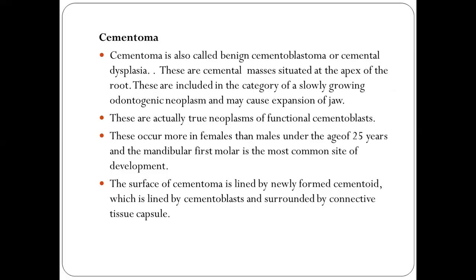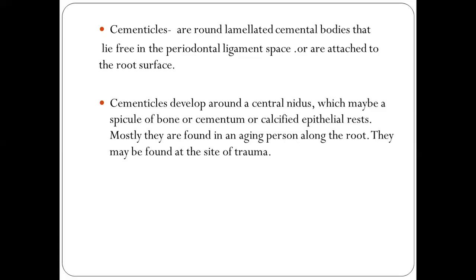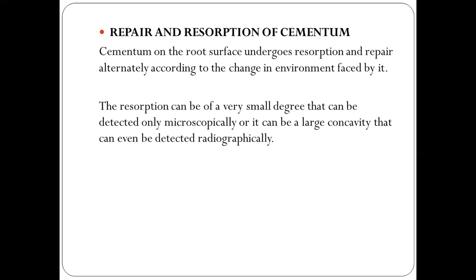The surface of cementoma is lined by newly formed cementoid, which is lined by cementoblasts and surrounded by a connective tissue capsule. Cementicles are round laminated cemental bodies that lie free in the periodontal ligament space or are attached to the root surface. Cementicles develop around a central nidus, which may be a spicule of bone or cementum or calcified epithelial rest. Mostly they are found in aging persons along the root. They may be found at the site of trauma.